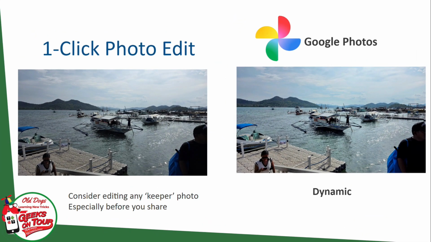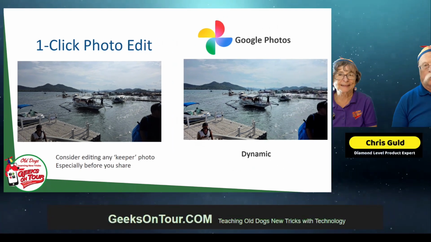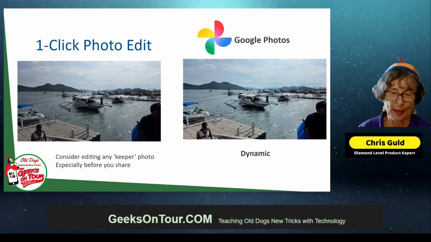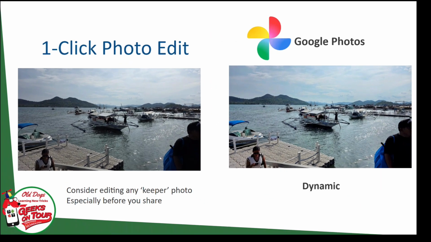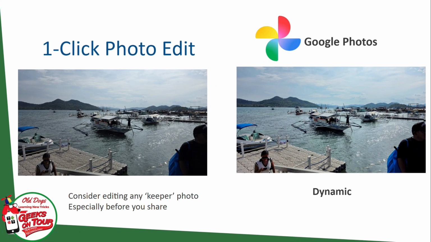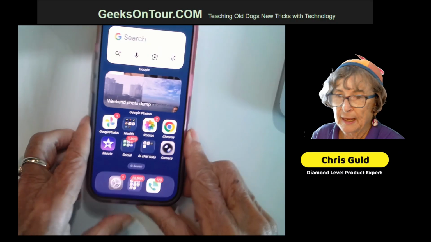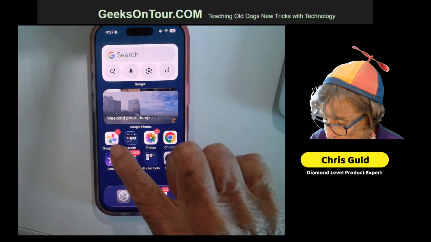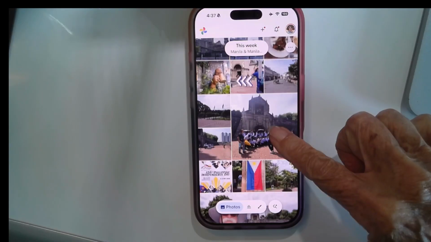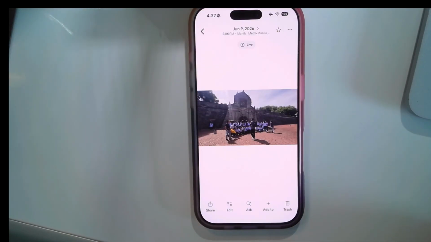So I like my photos to look as best as they can, so I almost always click on edit and click on dynamic. Let me show you that. And it works the same on iPhone as on Android, so let me do the iPhone this time. And I'm talking about Google Photos. Pick a photo. Let's say this one.